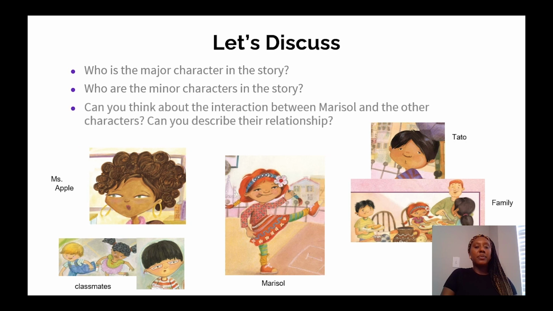Can you think about the interactions between Marisol and the other characters? So I want you to think about the interactions, conversations, dealing with that Marisol had with these other characters. And from that, can you describe their relationship? Did they have a positive relationship? Did they have a negative relationship? Marisol interacted with all these different characters, and we're going to describe their relationship based upon those interactions.